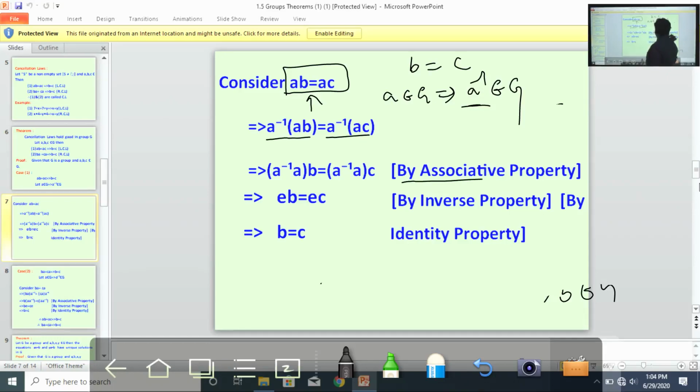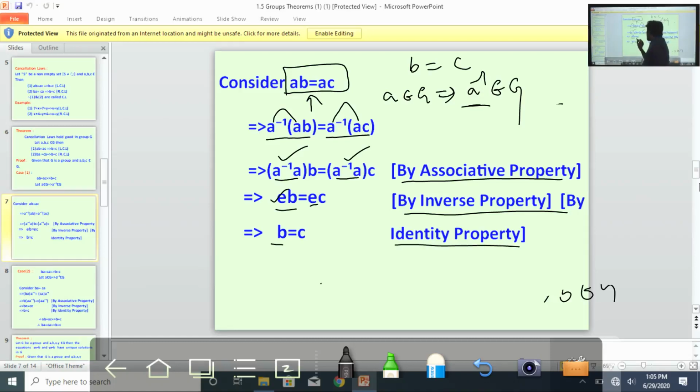So by using associative property, write these two in one bracket, these two in one bracket. So A inverse A into B, A inverse A. But again by using inverse property, what is A inverse A? E. Again by identity property, what is E into B? B. What is E into C? C. Therefore, AB equal to AC implies B equal to C. Right? This is the result.